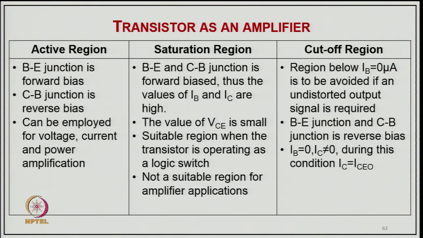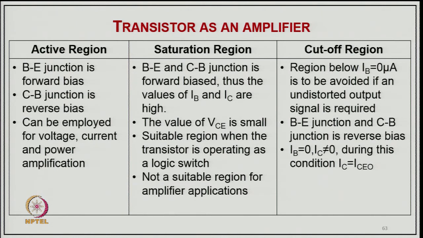So, coming to the transistor as an amplifier, we have three regions. First is the active region, where the emitter-base junction is forward biased, because you are giving the signal to make this an amplifier, and the collector-base junction is reverse biased, because you are providing reverse biasing. It can be applied for voltage, current and power amplification, and that is the purpose for which we use it as an amplifier. And the saturation region works as a closed switch.